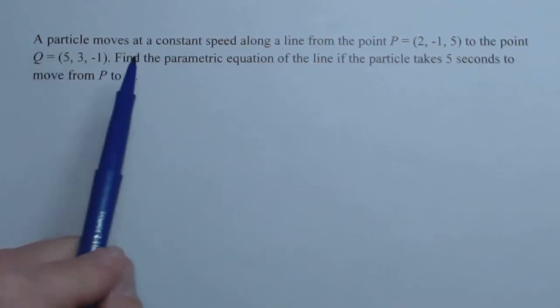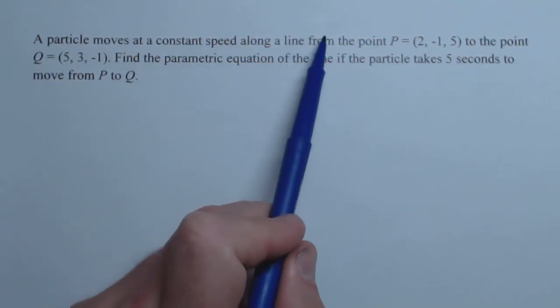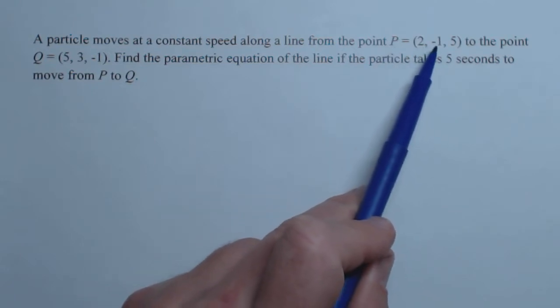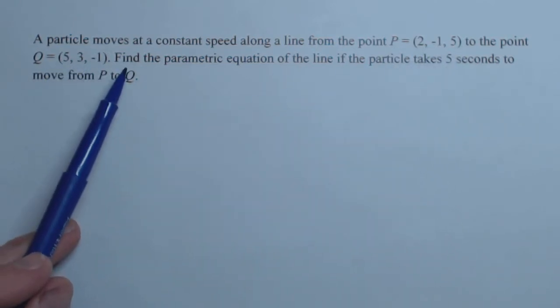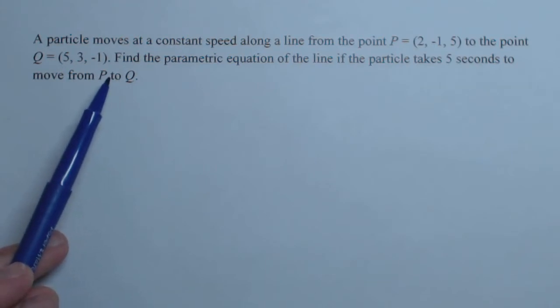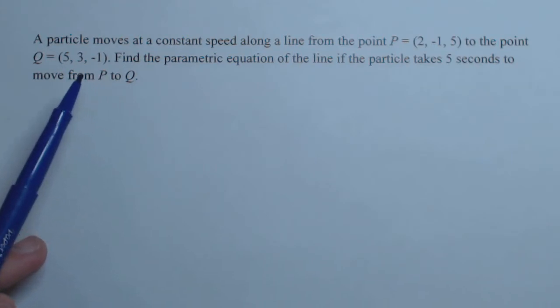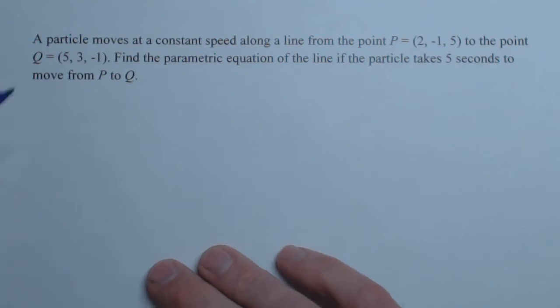In this problem, a particle is moving at a constant speed along a line from the point P, which is (2, -1, 5), to the point Q, (5, 3, -1). We want the parametric equations for the line, assuming it takes 5 seconds to get from P to Q.